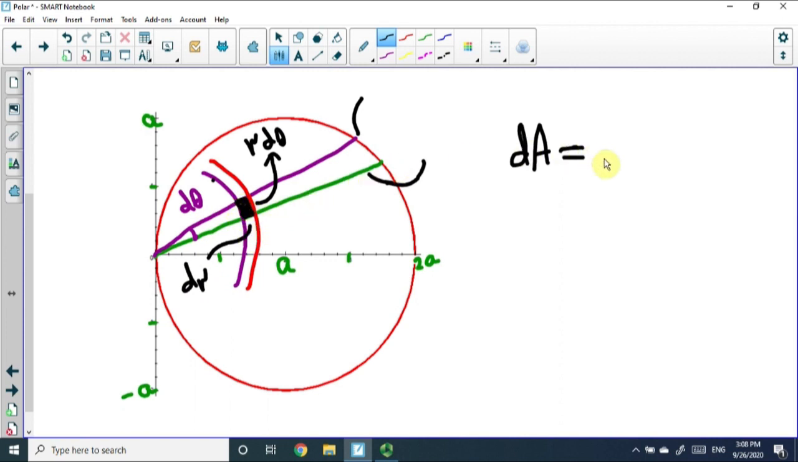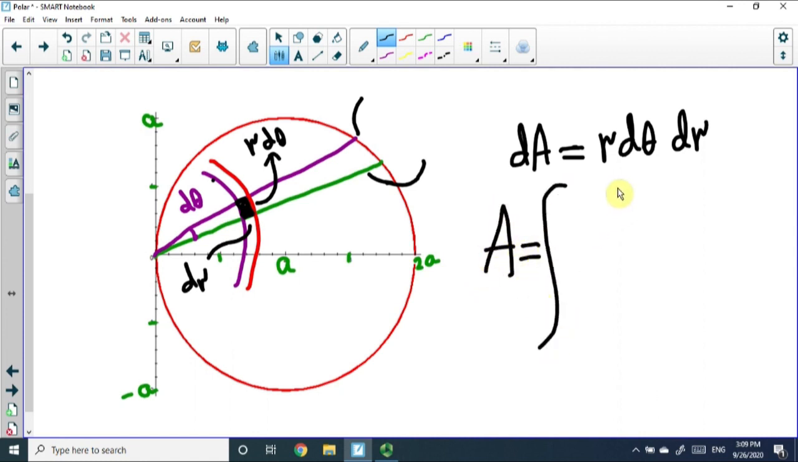So now the area enclosed, you can say it is just r d theta, that's the arc length, times dr. And that will give us the small element of area in polar coordinates. So to find the total area now, I'm going to divide the whole circle into similar pieces, and then I'm going to add all these small areas to find the total area. And I'm going to write it like this. The total area will be the double integration of r d theta dr.